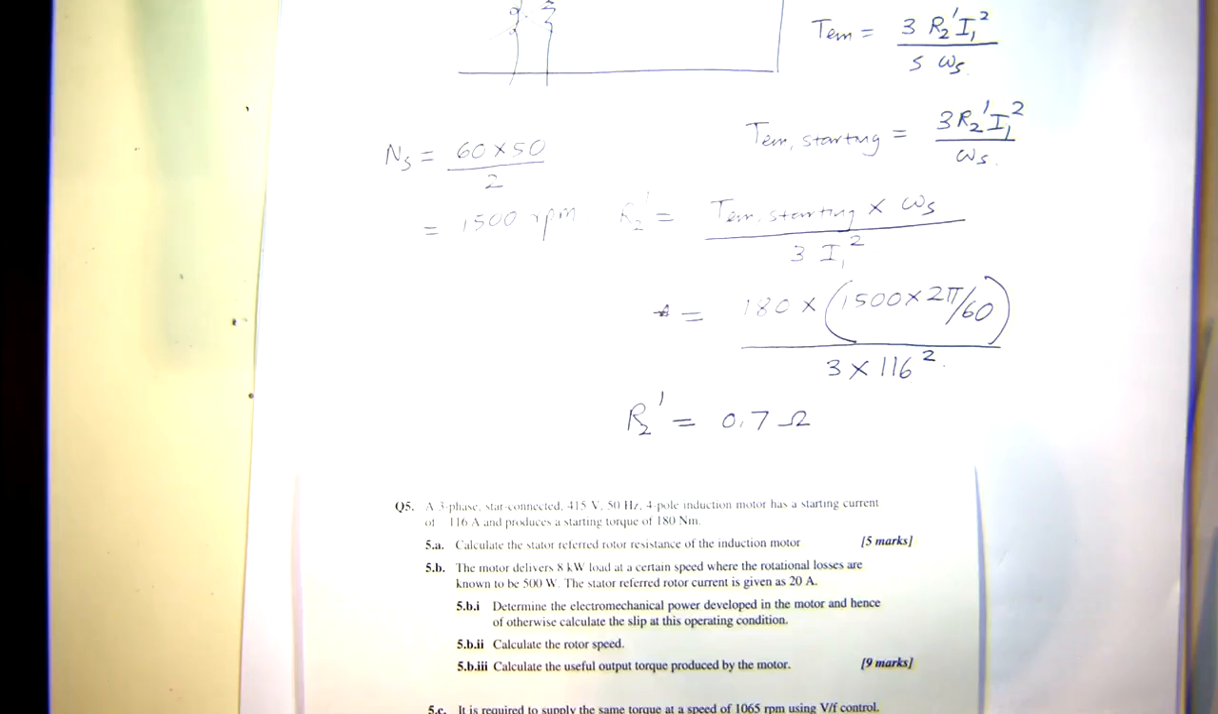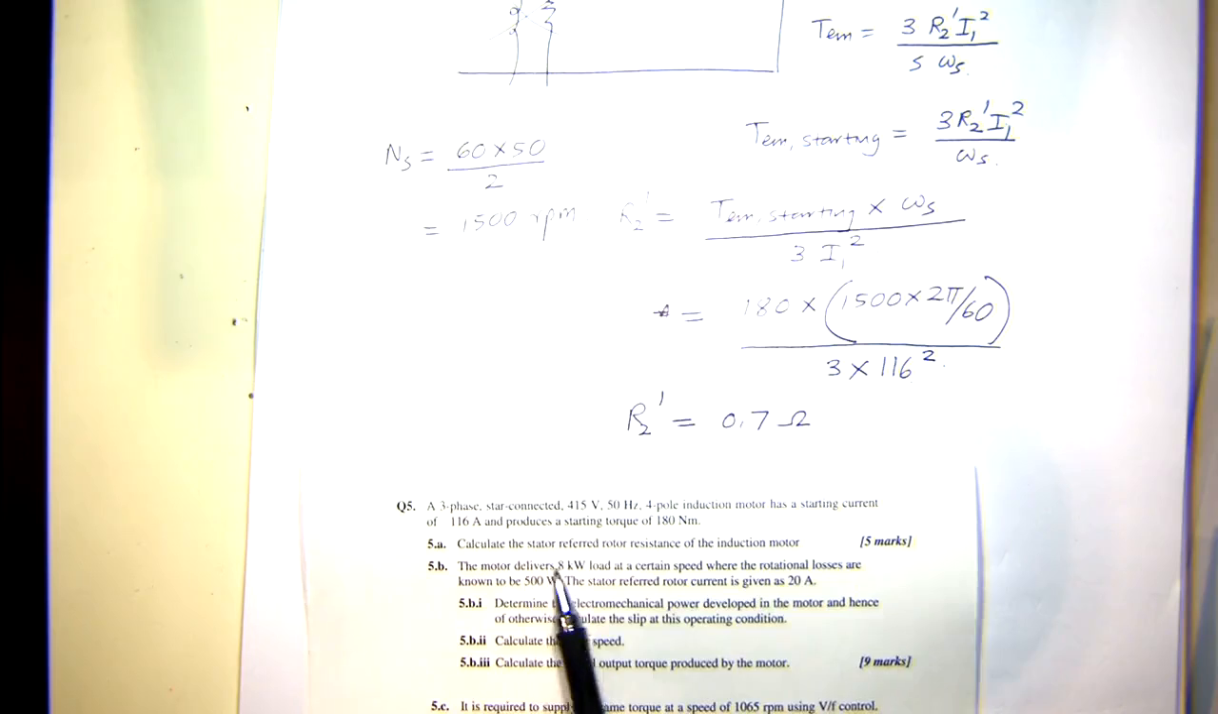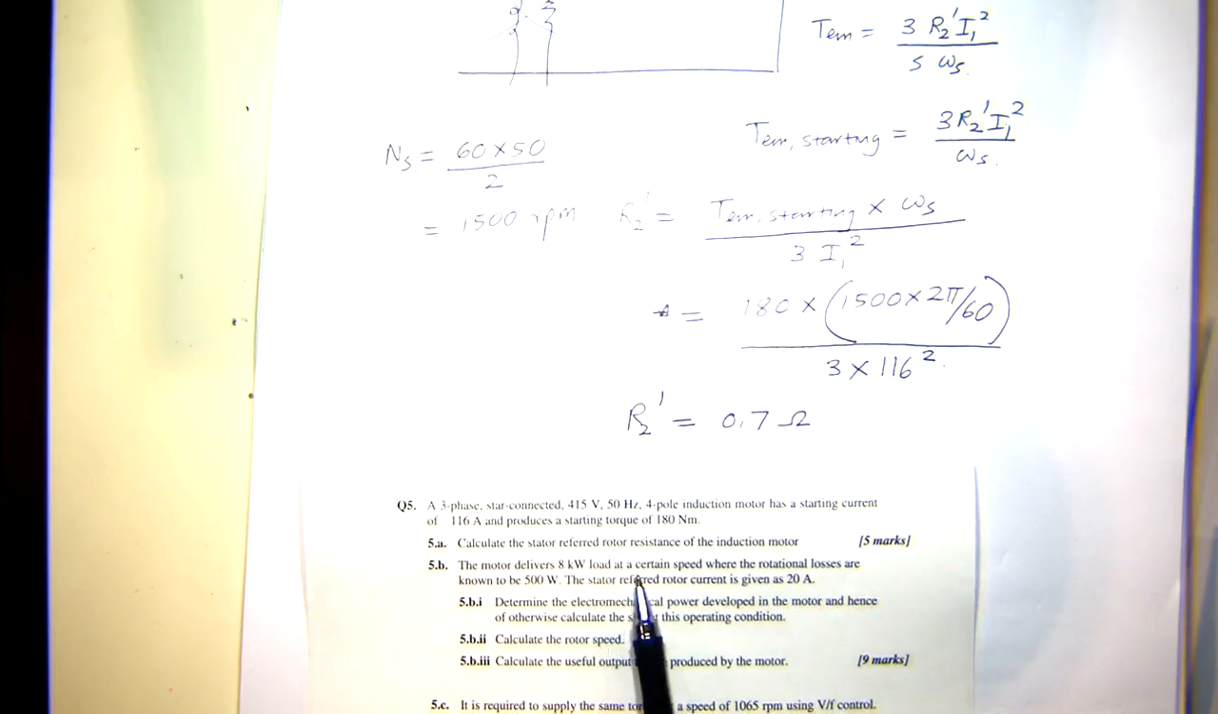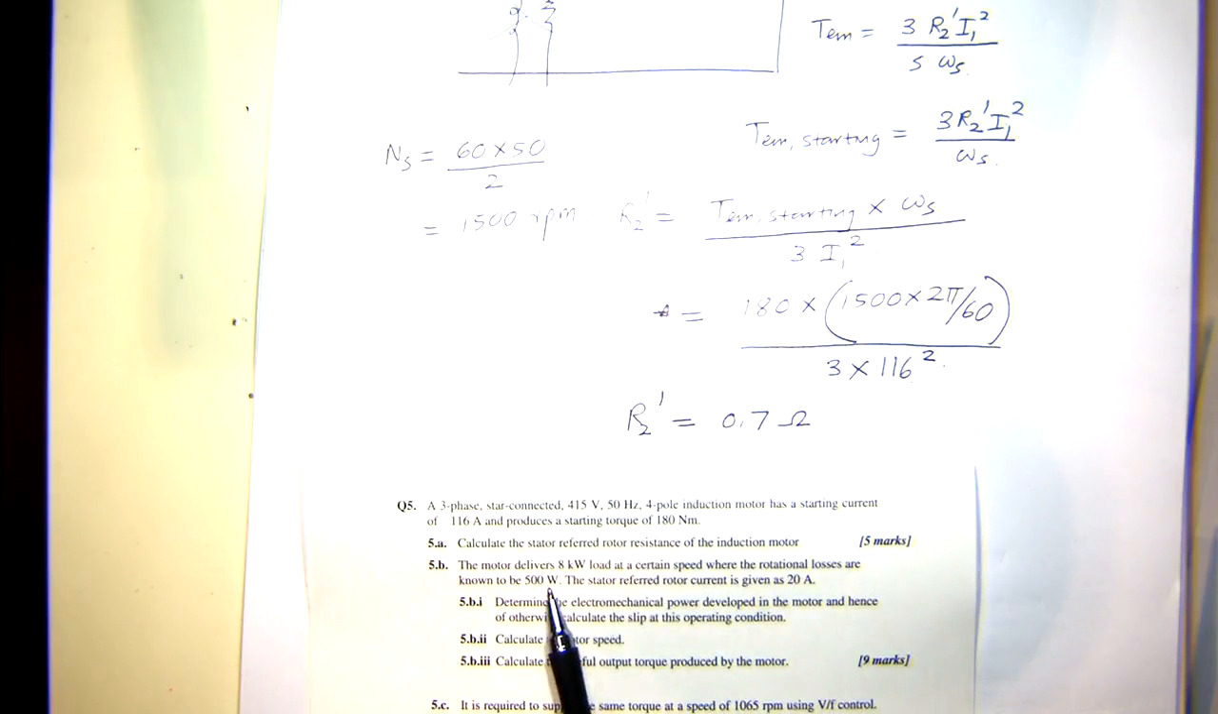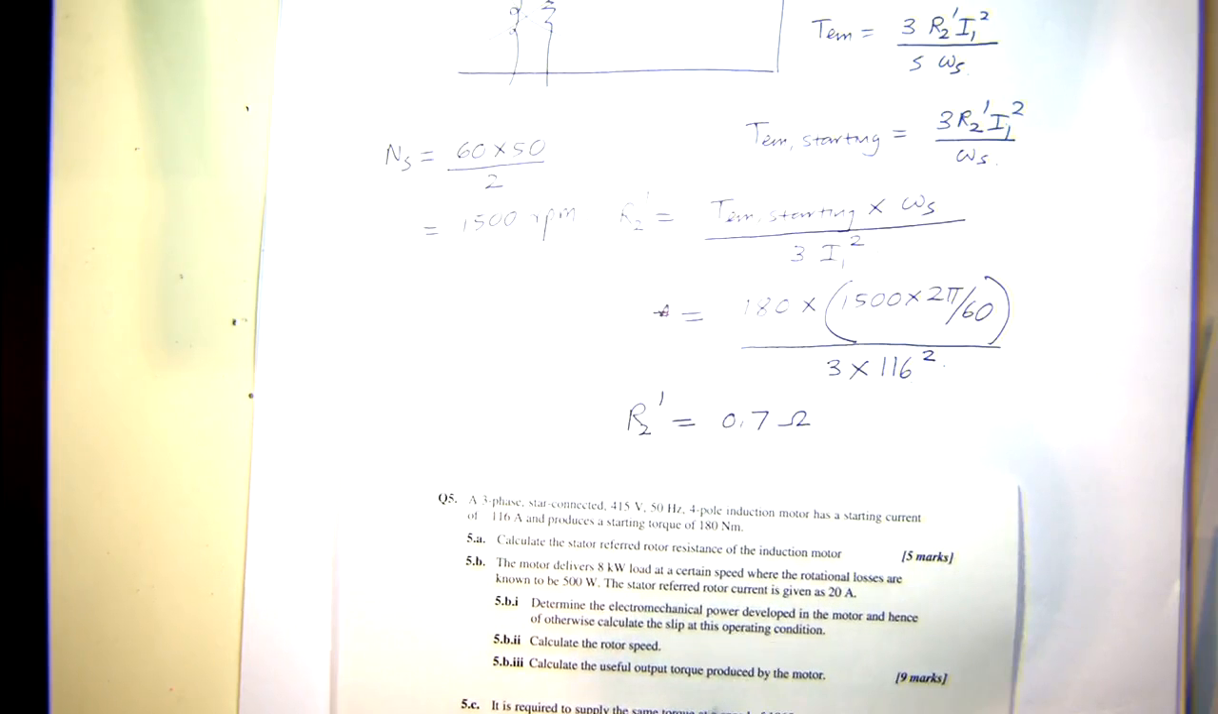So next part, the motor delivers 8 kilowatt load at a certain speed where the rotational losses are known to be 500 watt. The stator referred rotor current is given as 20 amperes. Part 1 of that, determine the electromechanical power developed in the motor and hence or otherwise calculate the slip at this operating condition. So again, it's working backwards.